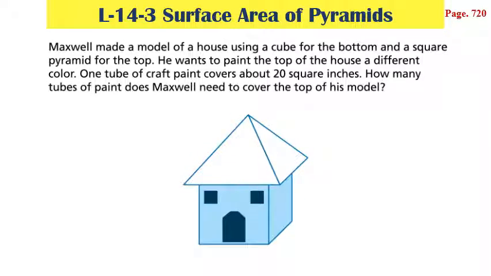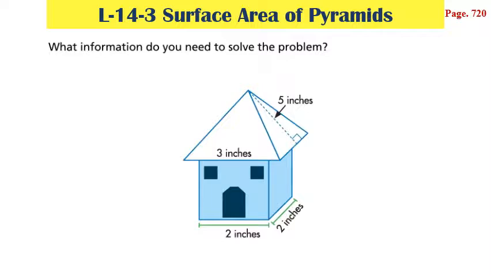Maxwell made a model of a house using a cube for the bottom and a square pyramid for the top. He wants to paint the top of the house a different color. 1 tube of craft paint covers about 20 square inches. How many tubes of paint does Maxwell need to cover the top of his model? The faces of a pyramid are triangles. What information do you need to solve the problem?